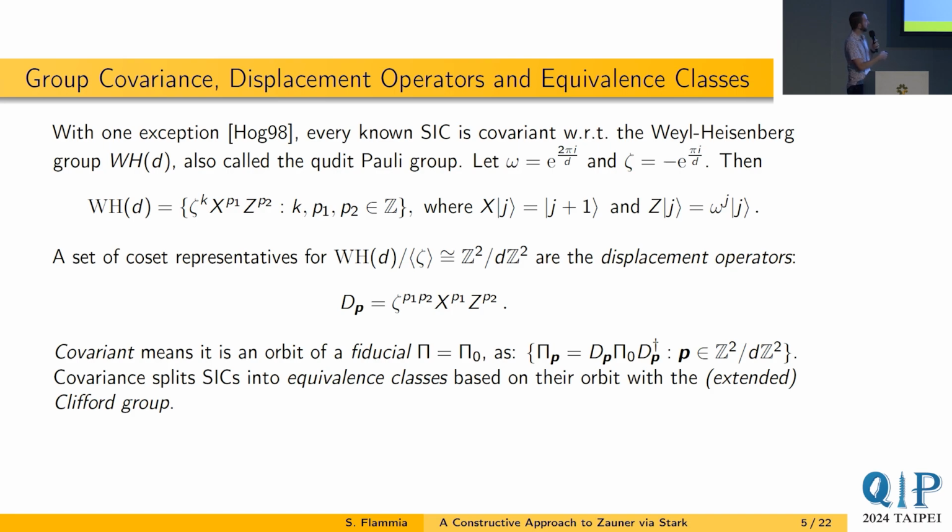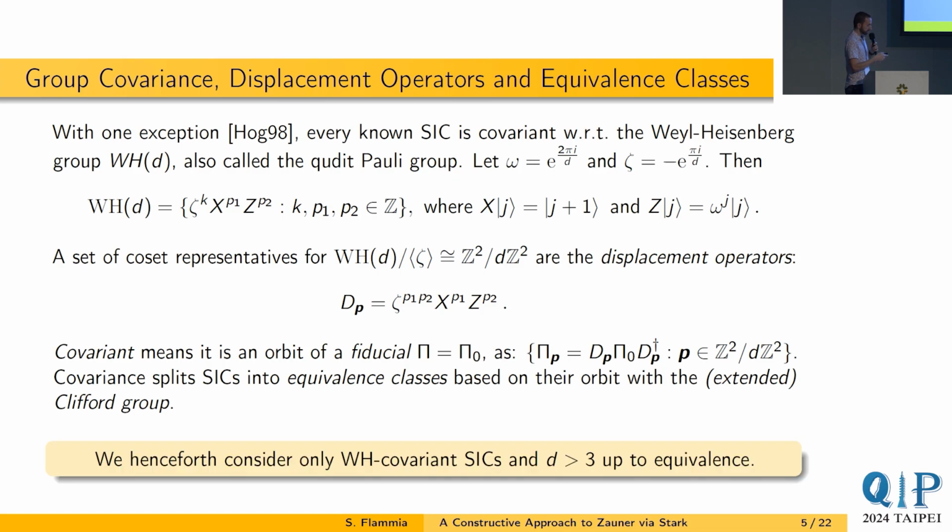based on what's called the extended Clifford group. This is like the Clifford group together with one additional operation, which is complex conjugation in the standard basis. Okay, so when I talk about SICs, I'm talking about Weil-Heisenberg covariant SICs. And I only care about understanding this problem up to this equivalence class, because this equivalence relation is kind of the trivial symmetries that you get.